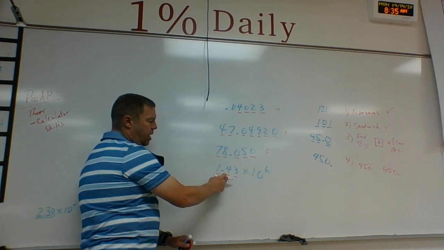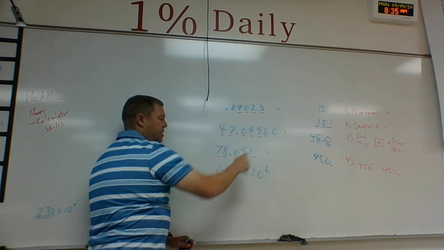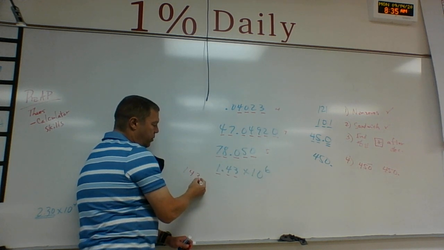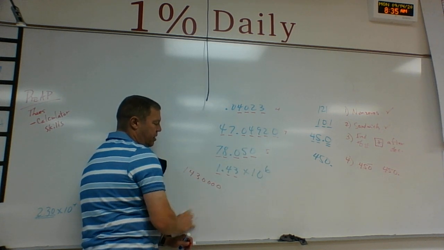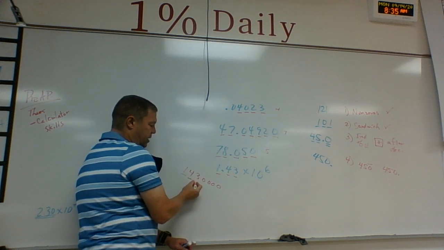And so I'll just do it longhand real quick. Times 10 to the 6th means move the decimal that way 6 times. 1, 2, so that means I'm going to have 4 zeros. 1, 4, 3, 1, 2, 3, 4. There's my number. If I follow the rules, got it, got it, got it.